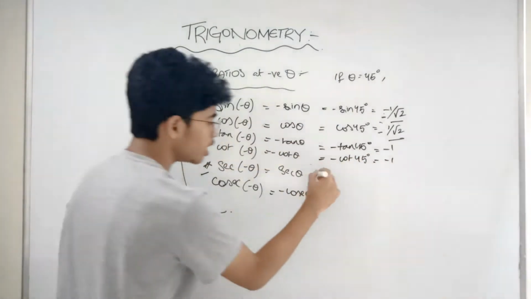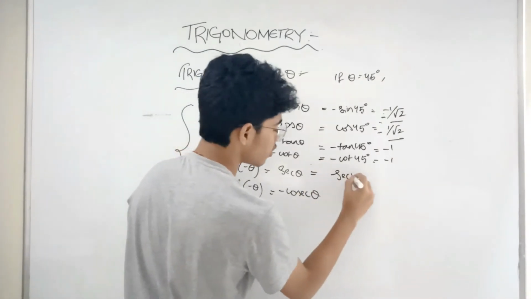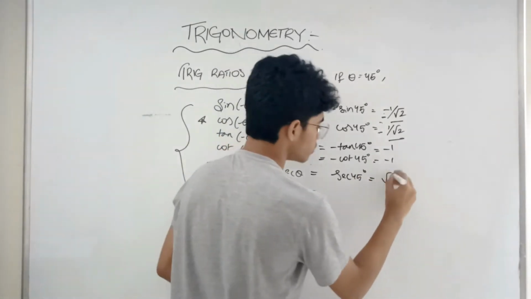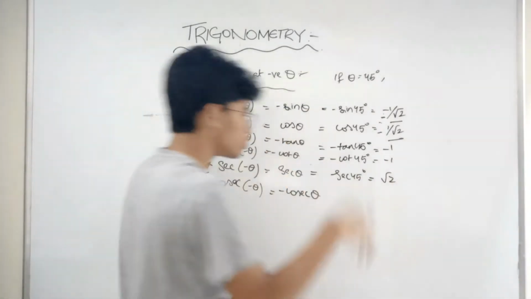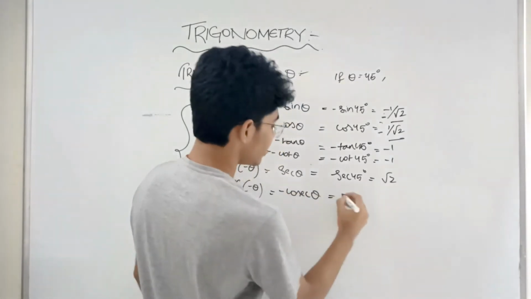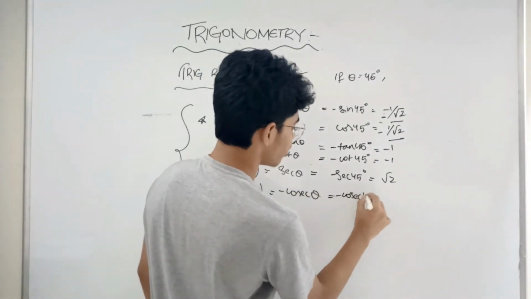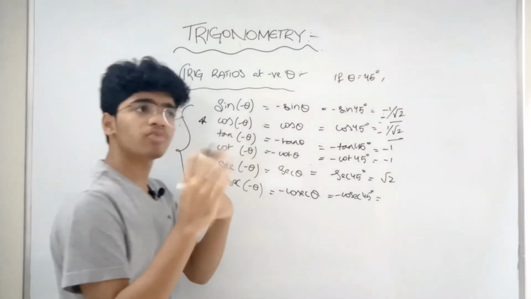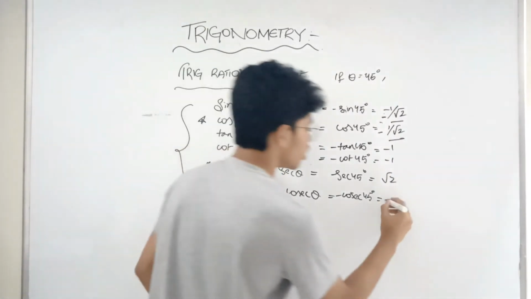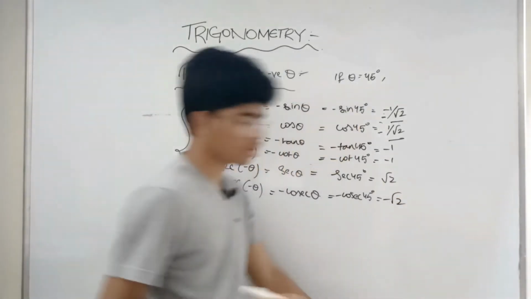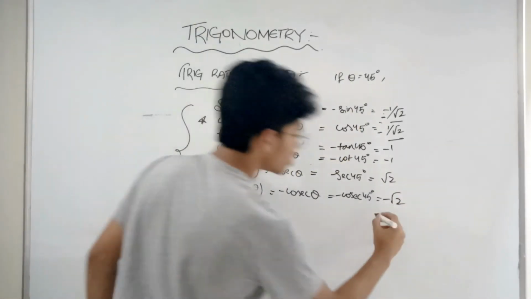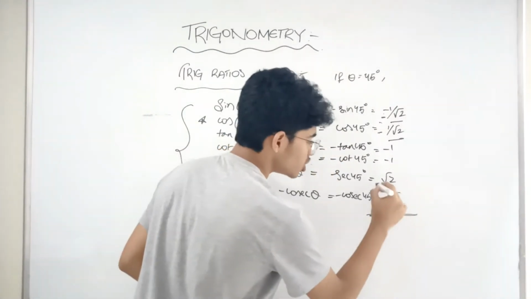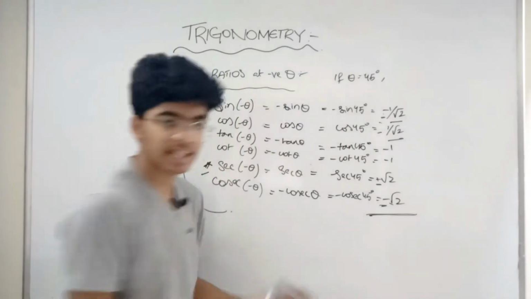These both are the same, but secant 45 is 1 by cos 45, so that is root 2. Here, minus cosec 45: this will become 1 by sine 45, that is root 2, so minus root 2, sorry, a slight confusion. So this is minus root 2. The only thing is the sign change. Here there is positive and here there is negative.